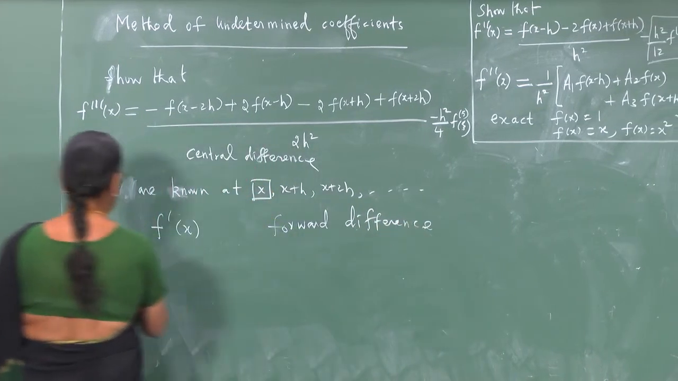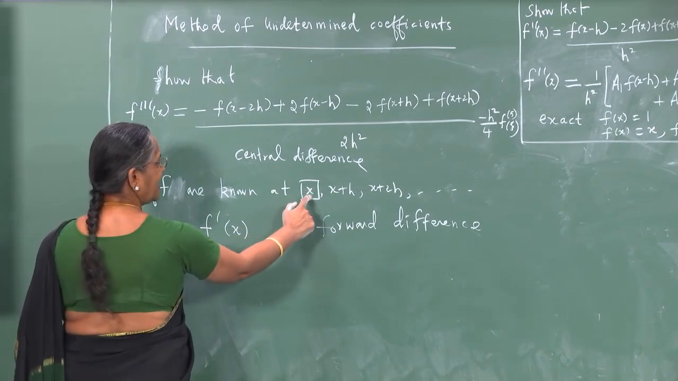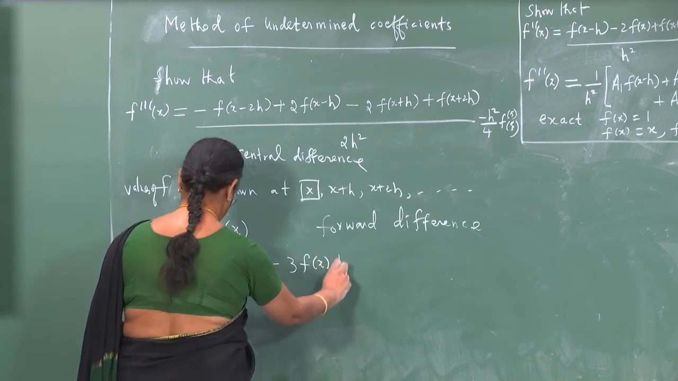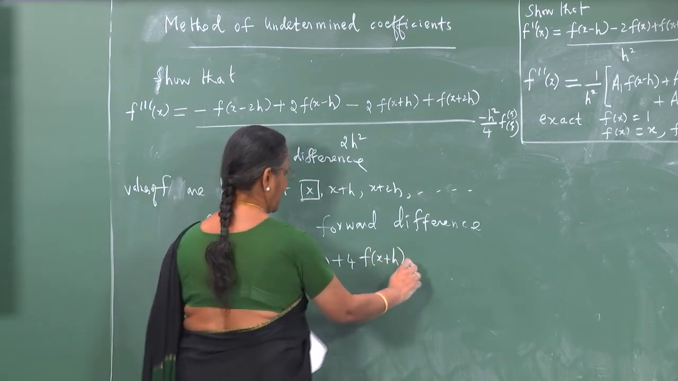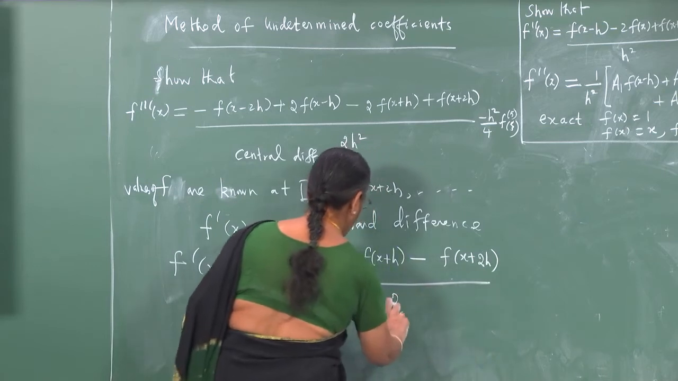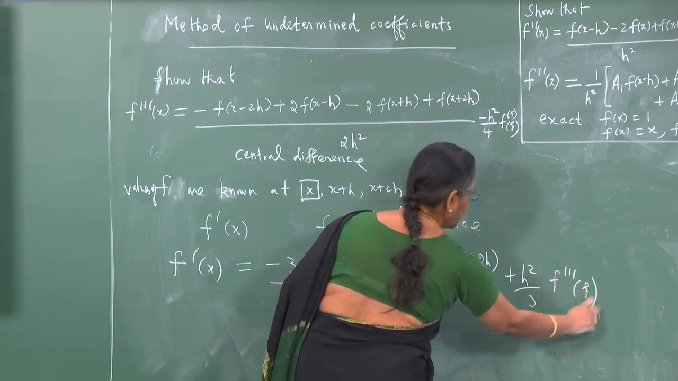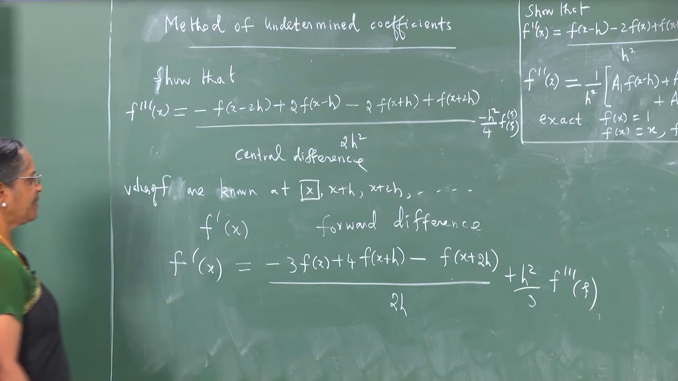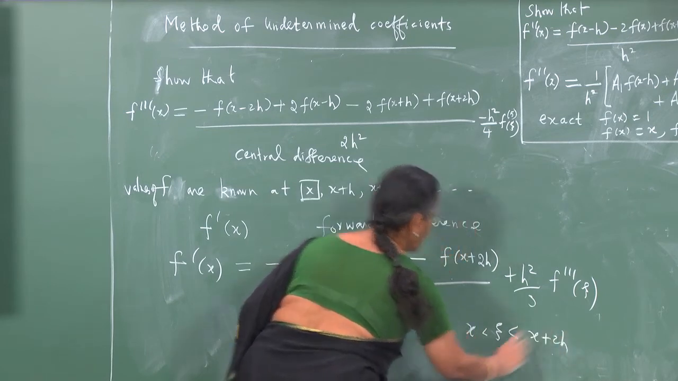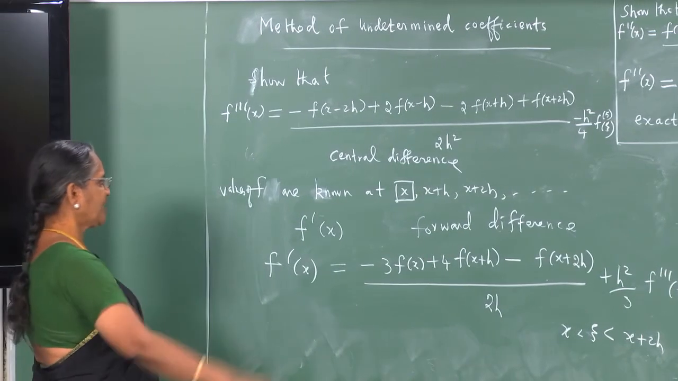namely, work out the details and show that f prime at this end point can be estimated by minus thrice f of x plus 4 times f of x plus h minus f of x plus 2h by 2h, and the error involved is of order h square, and the term f triple prime psi indicates that it must exist somewhere in the interval x to x plus 2h with f prime, f double prime continuous in the closed interval x to x plus 2h.